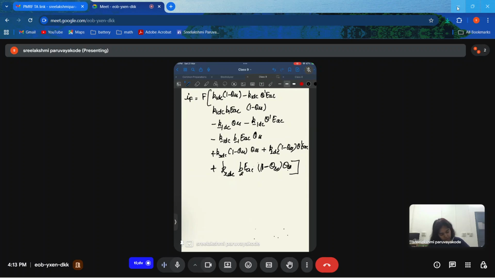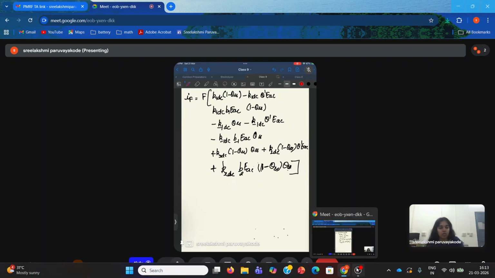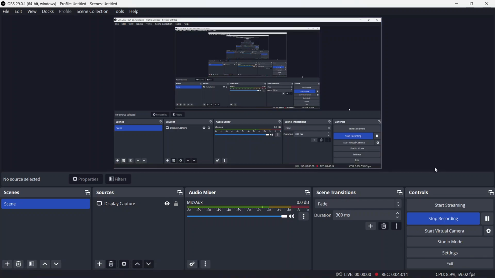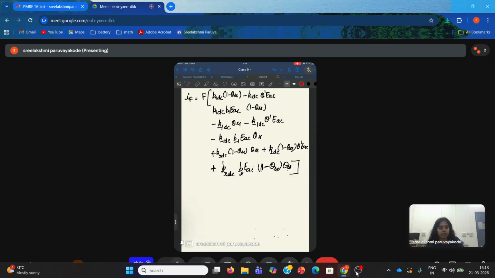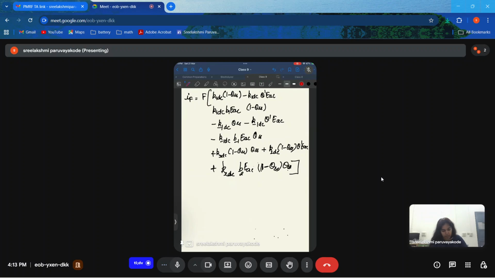So you got this much. Now the next thing is you have to get rid of a few terms. Which terms can you get rid of? All the terms with constants. The constant terms become K1 DC, 1 minus theta SS is a constant. K minus 1 DC, theta SS is a constant. K2 DC, 1 minus theta, this is also constant. Now, what you can do is get rid of these terms.